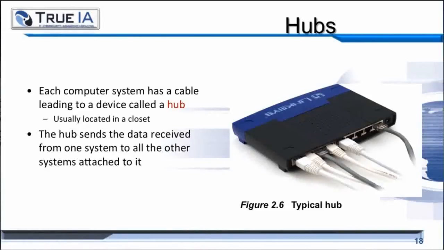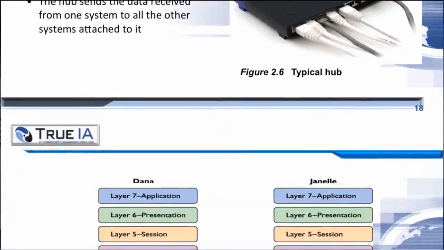Next, physical equipment like a hub. Each computer system has a cable leading to a device. That device often will be called a hub. The hub sends the data received from any individual system, and then all other systems connected to that hub receive that data. It's a large broadcast domain.